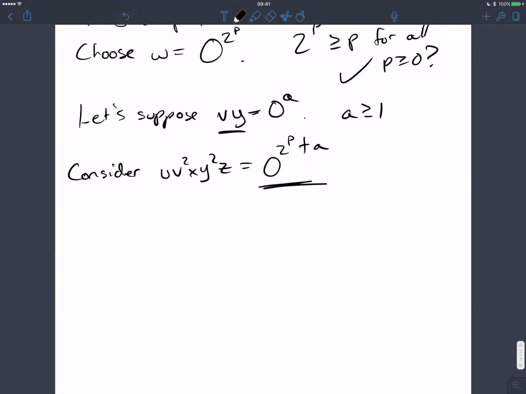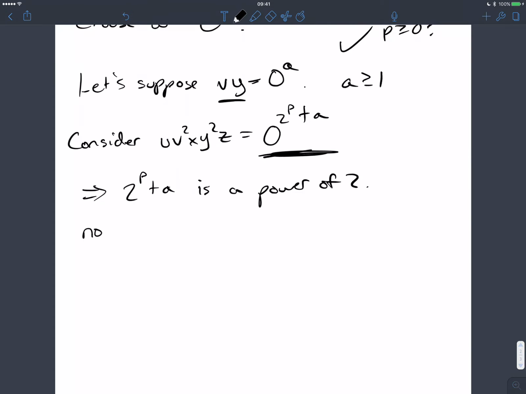So what is the only way that that string could still be in the language? Yeah, not necessarily, because it could be some other power of 2. So this implies that 2 to the P plus A is a power of 2. That's the only possible way. Well, what's the closest power of 2? 2 to the P. Could it be equal to 2 to the P? No. It's not 2 to the P because A is at least 1.